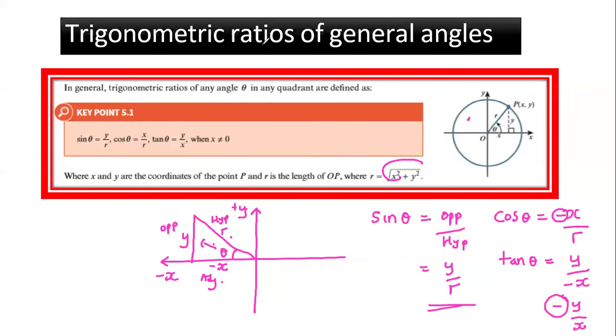Members, let me know. Are you understanding what we are doing? Are you understanding the concept? I'm trying to show you why we say that cos is negative here, tan is negative here. Are you getting the concept? Okay, perfect.